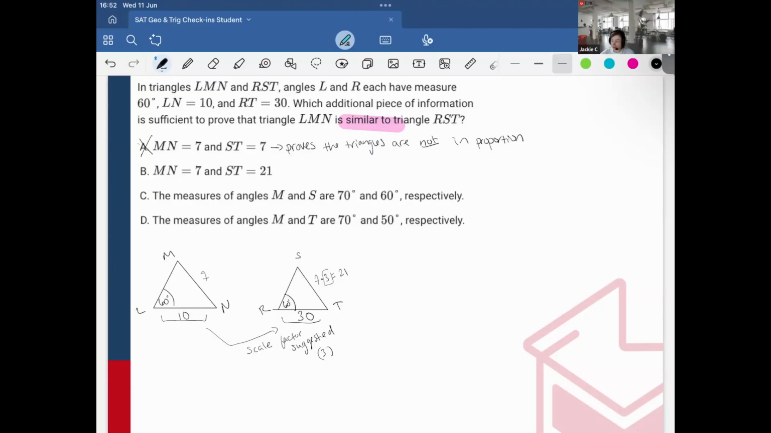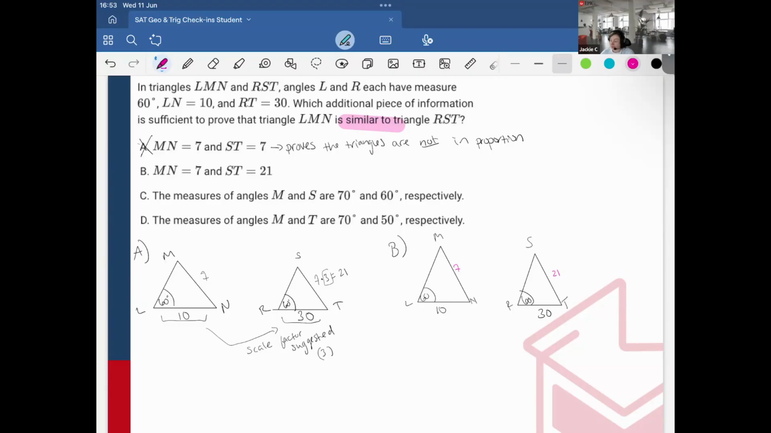Option B, MN equals 7 and ST is 21. Okay, so you might be thinking, oh, that's just what she was doing in option A, that I didn't know the scale factor. So if I look at that, this would be LMN, RST. We know this is 60, this is 60. And this is saying this is 10, this is 30, and then it's saying that this is 7 and this is 21. So this is really tempting because this is suggesting that the scale factor is indeed 3.